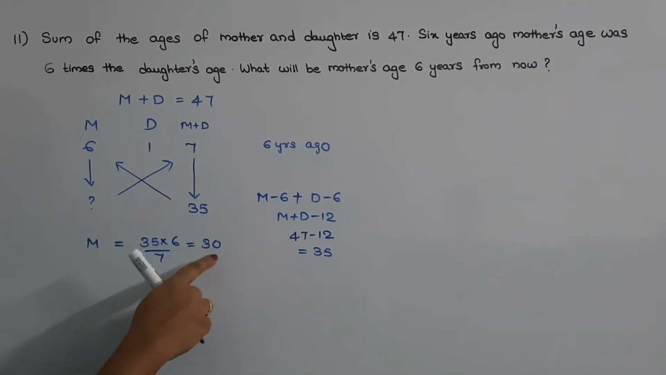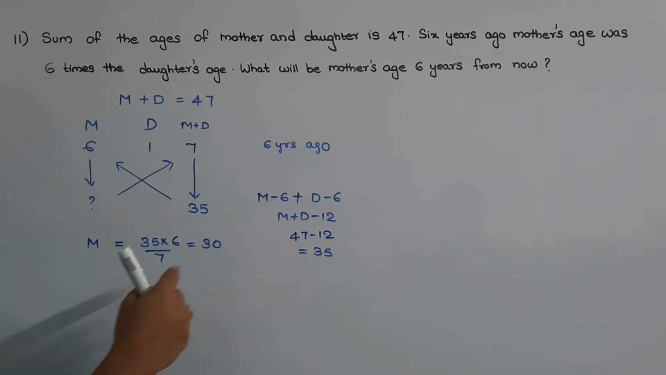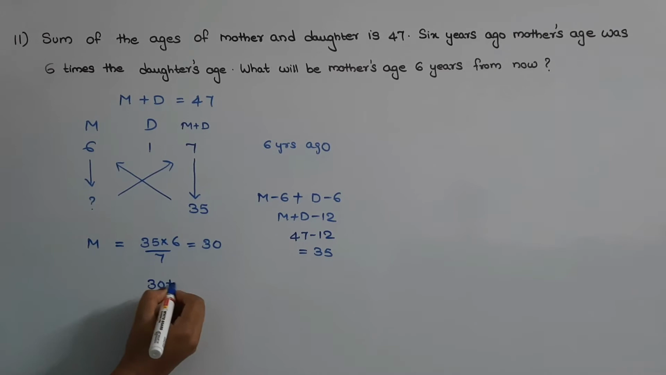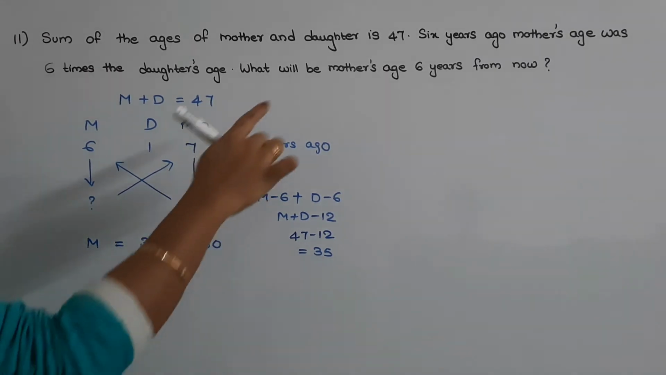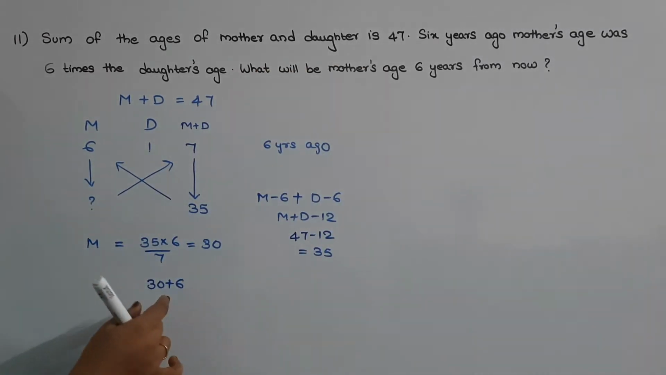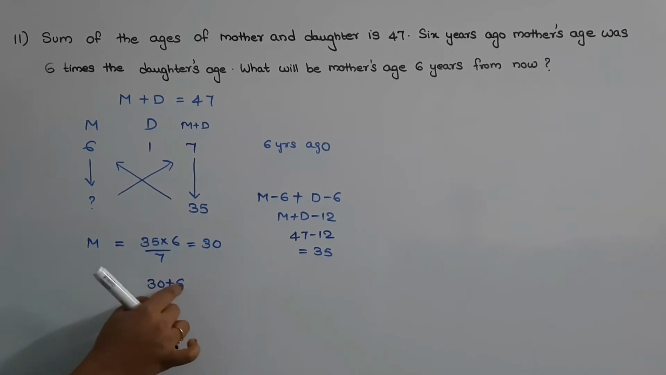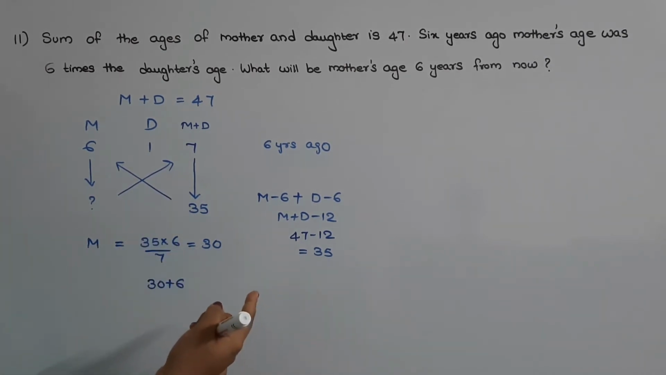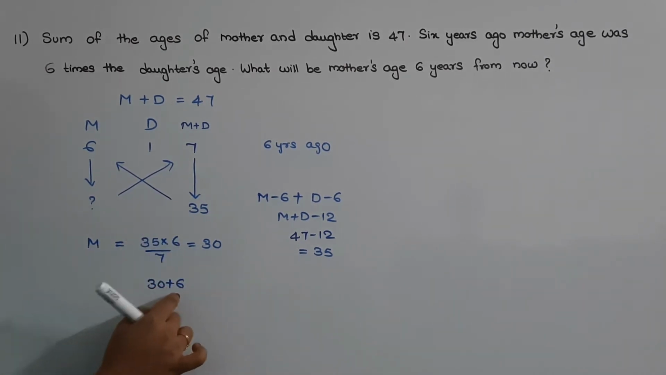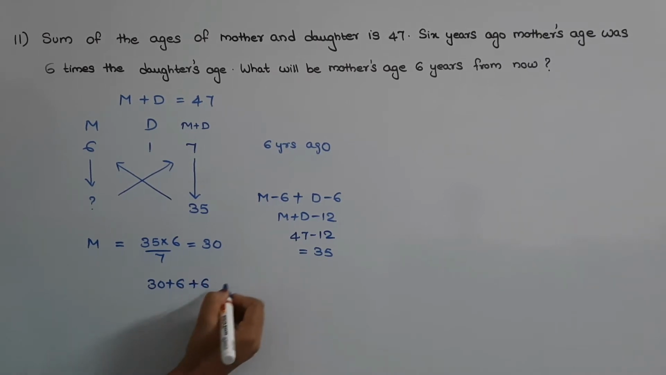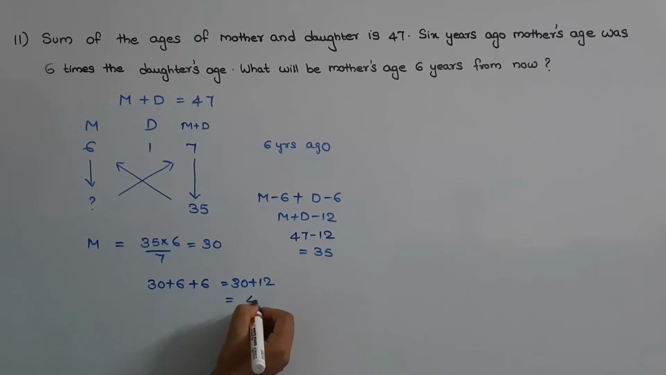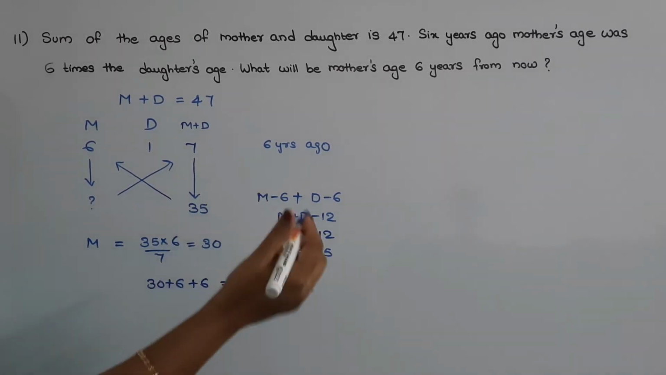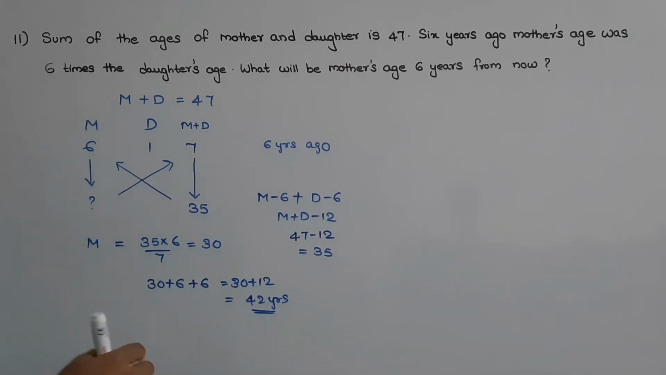Now, if 6 years ago her age was 30, then what would be her present age? Her present age would be 30 plus 6. Okay, but we need her age after 6 years. If at present her age is 30 plus 6, then after 6 years her age would be this plus 6. So that will be equal to 30 plus 12, that is equal to 42 years. Hence the age of mother after 6 years would be 42 years.